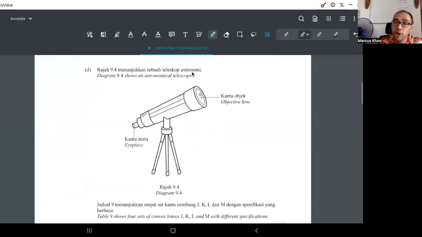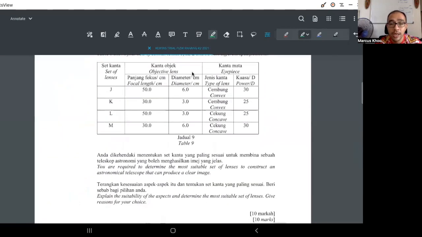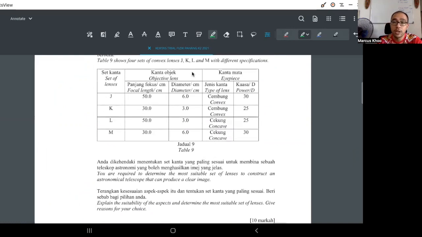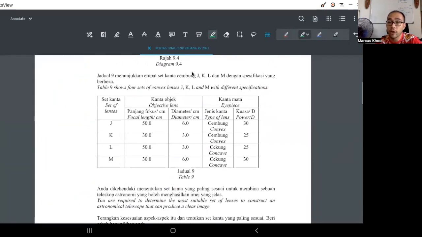All right, Astronomical Telescope. In our classes, I've explained this quite a number of times, so I hope you can still remember. Anyway, you are required to determine the most suitable set of lenses to construct an astronomical telescope that can produce a clear image. Of course we have to talk about the focal length of the objective lens. Of course we want the objective lens to have a big focal length, so that we can produce, this one very standard, a real, inverted, and diminished image, not magnified, because it has to be smaller than the sun.